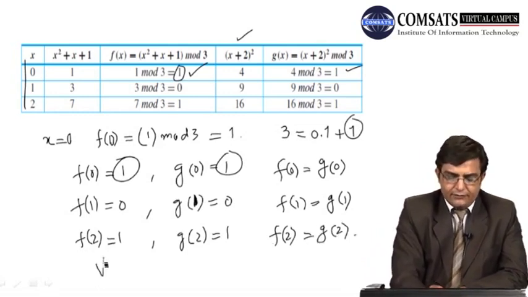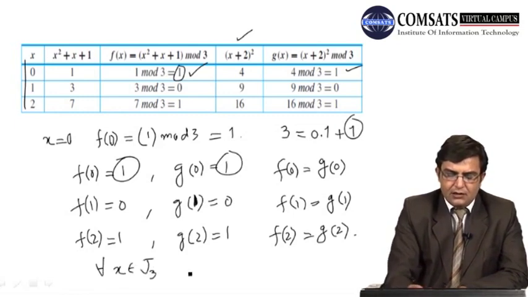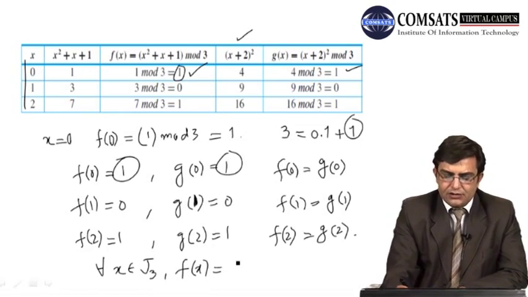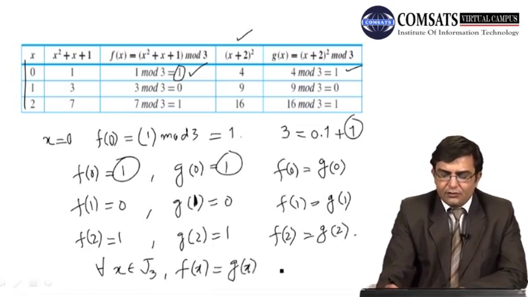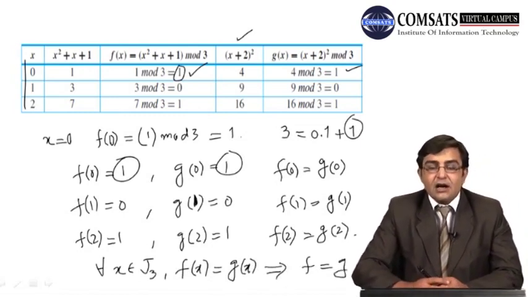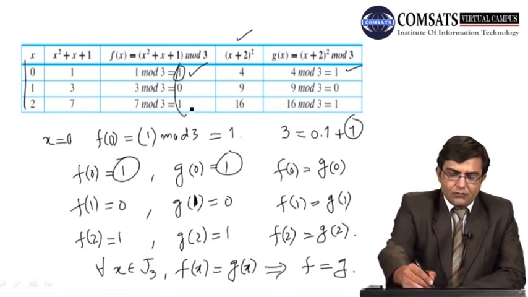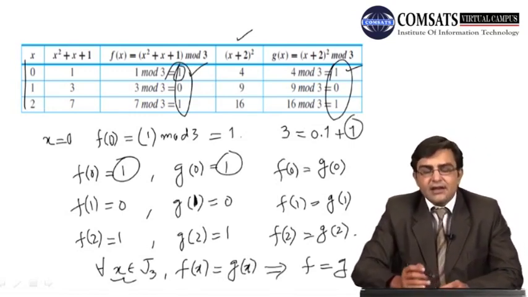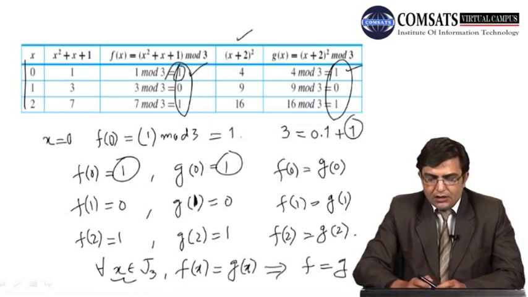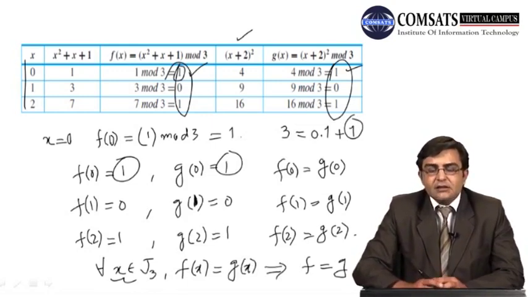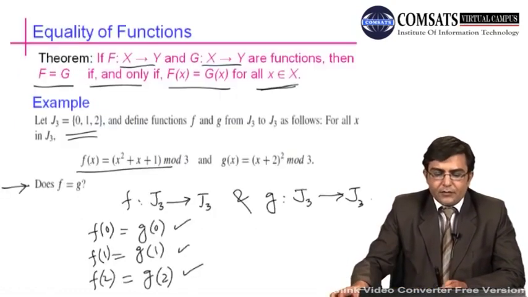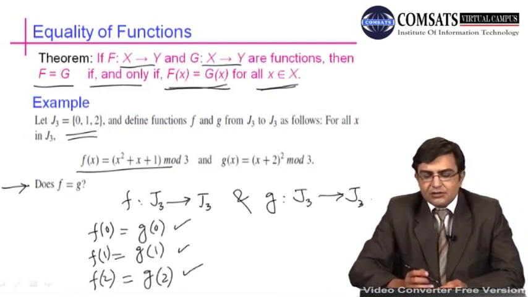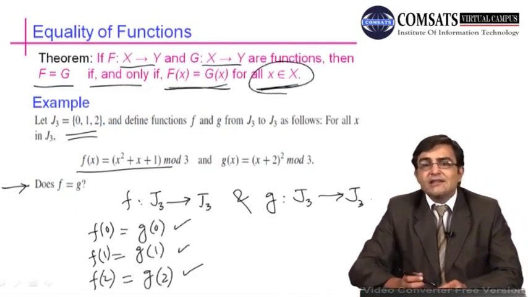Therefore we can say that for all x belonging to J3, we have f of x equal to g of x. Therefore f is equal to g, meaning both these functions are equal, as the images of these functions are equal for all possible values of x in J3. So I hope you understand how to check the equality of two functions. Two functions are equal whenever their images f of x equal g of x for all x belonging to the domain set X.